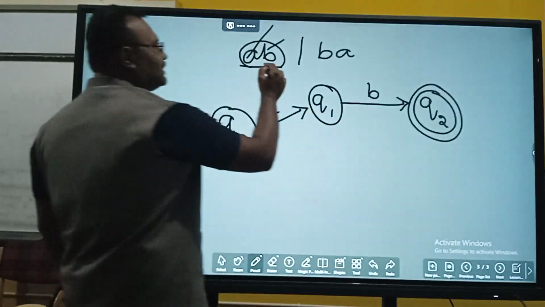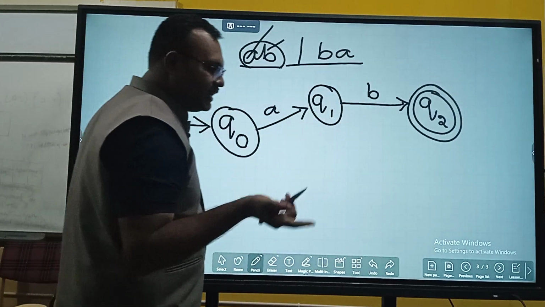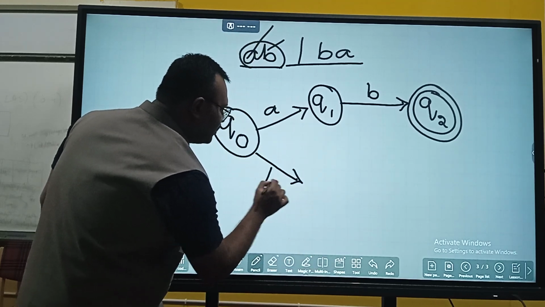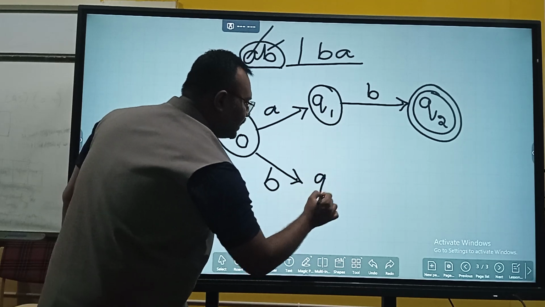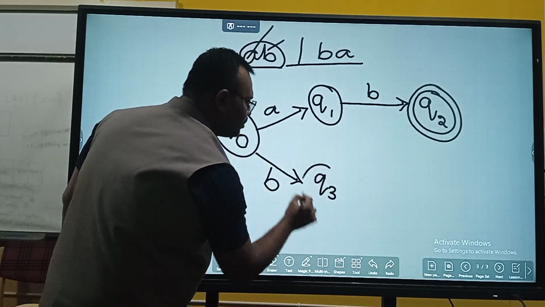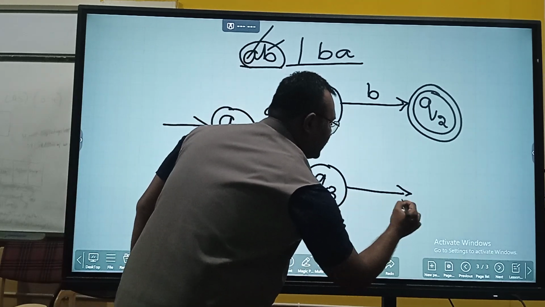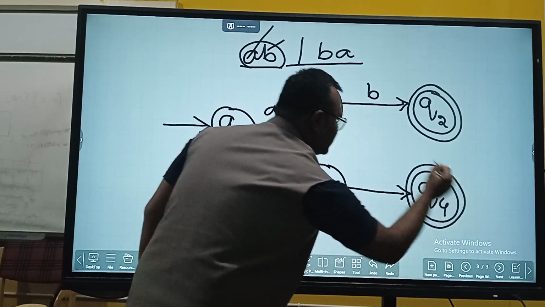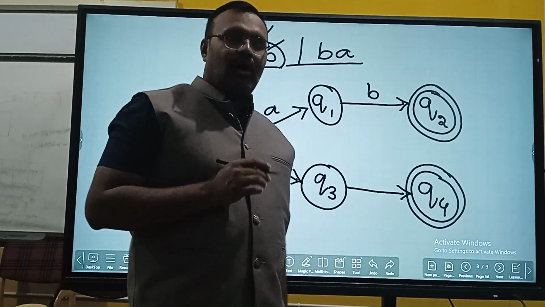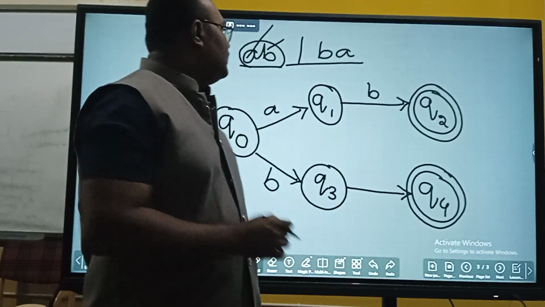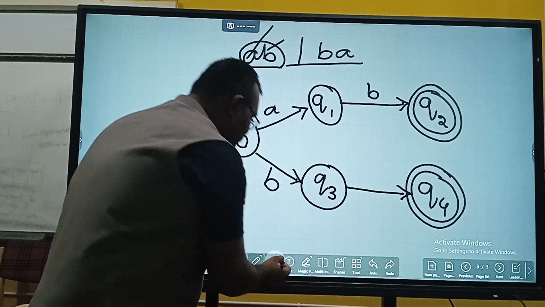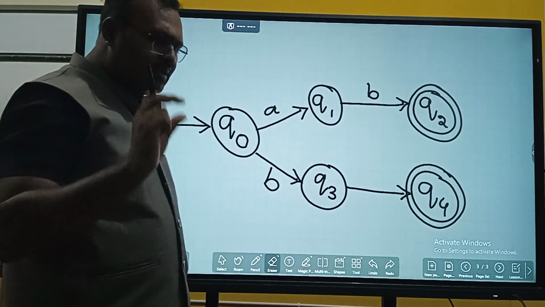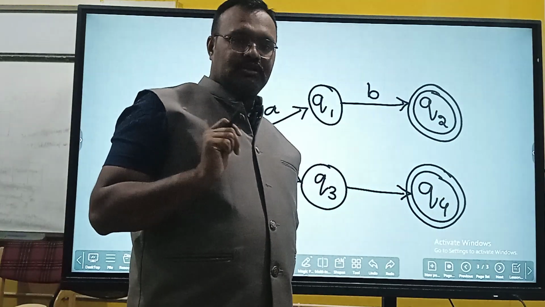Now let us construct a similar path for the string that is ending with BA. So for that, I am going to construct one more alternate path. I'll continue the state number. I'll write it as Q3, and from here I'll write Q4, and then I'll make it as a final state. Correct? Now after this, we are done with the first two examples, that is ending with AB and BA. That is the minimal string that is required for acceptance.